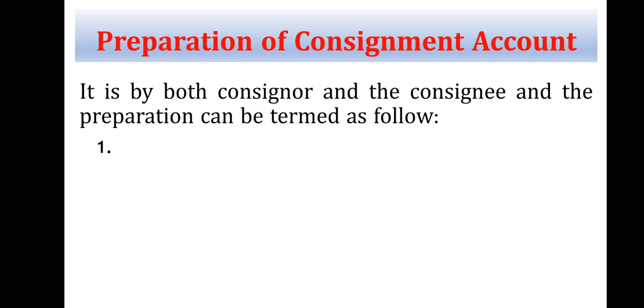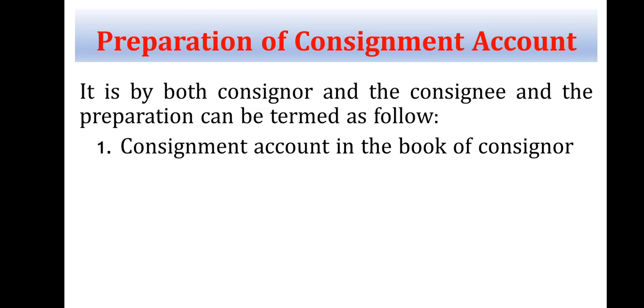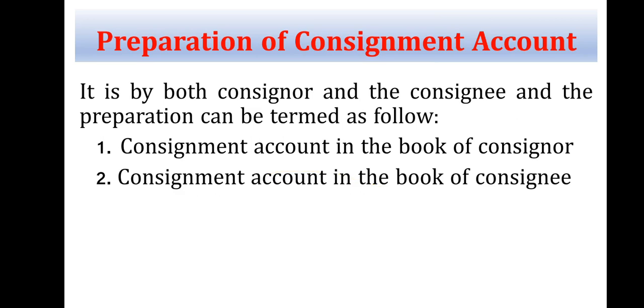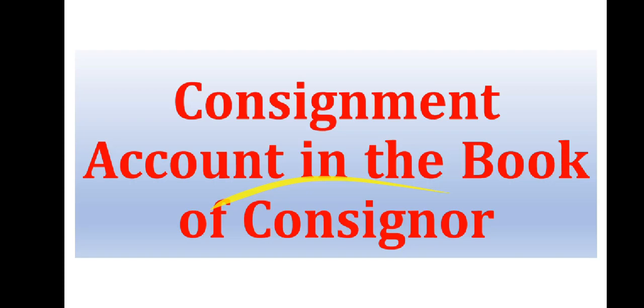The first one is consignment account in the Book of Consignor, while the second one is consignment account in the Book of Consignee, which means the consignor will prepare his own accounts, the consignee will prepare his own accounts. We will be taking them one after the other. We will look at how a consignor prepares his accounts, and we also look at how a consignee prepares his own account. So consignment account in the book of consignor, that's the first one we'll be considering.